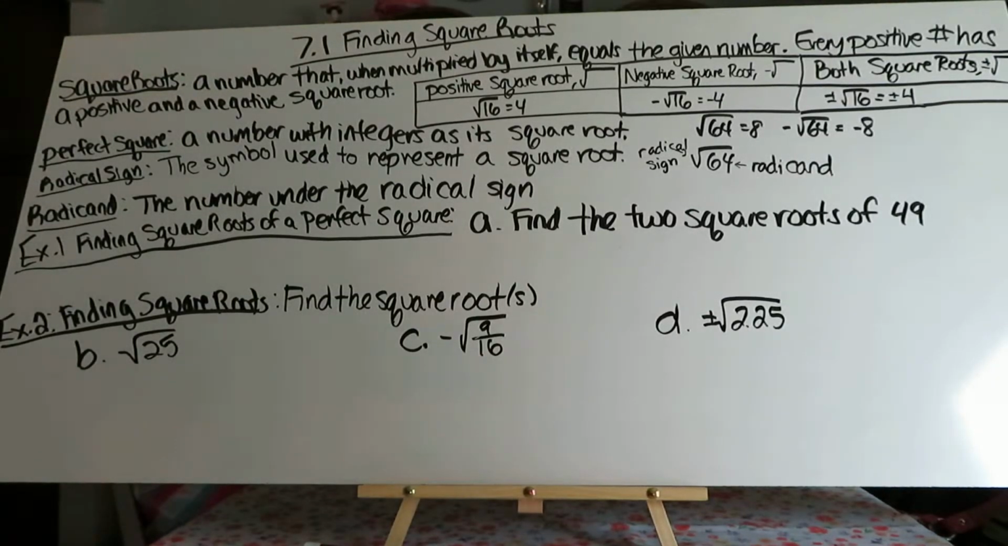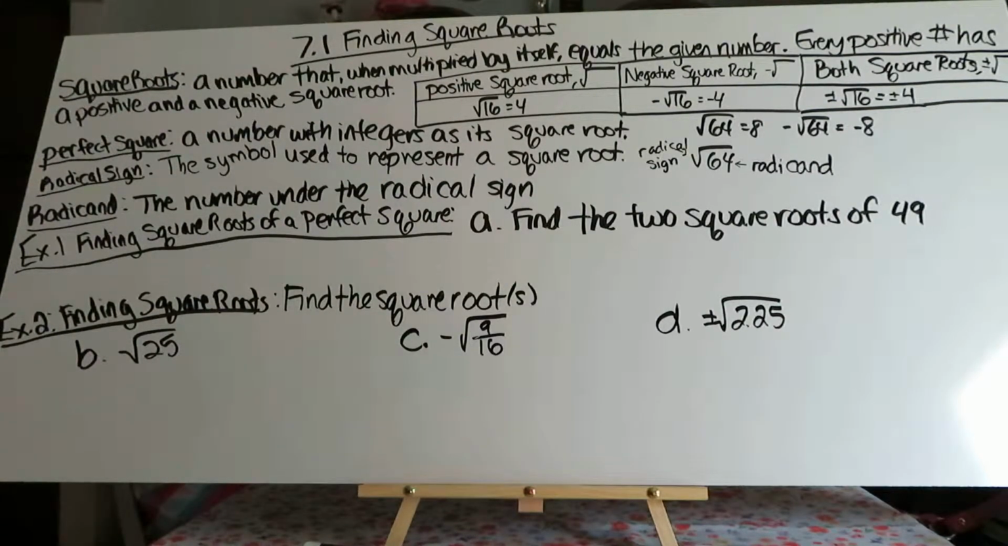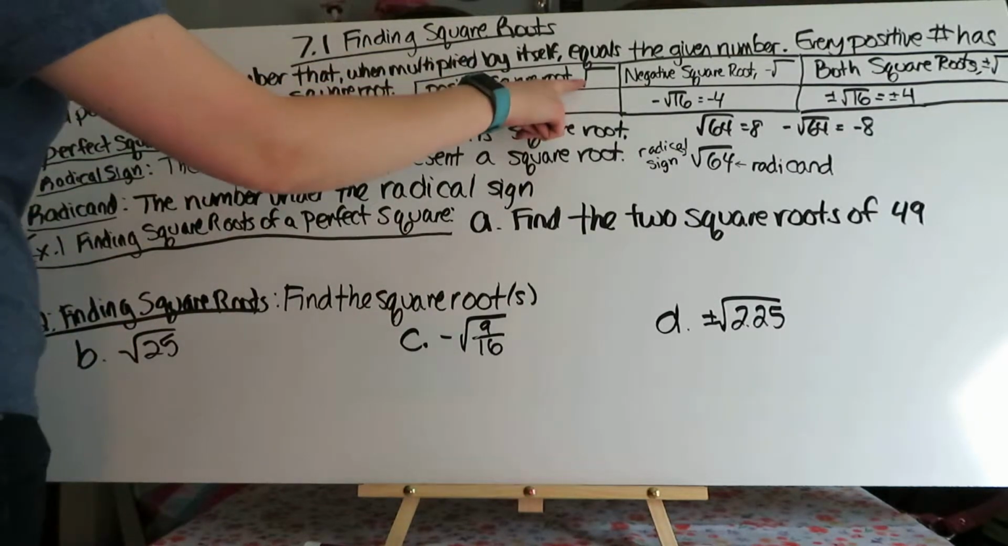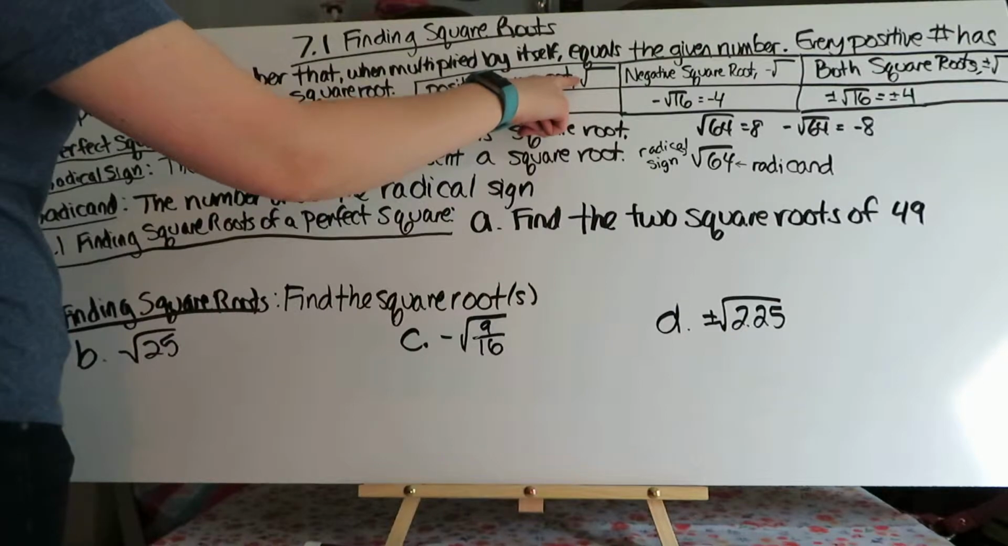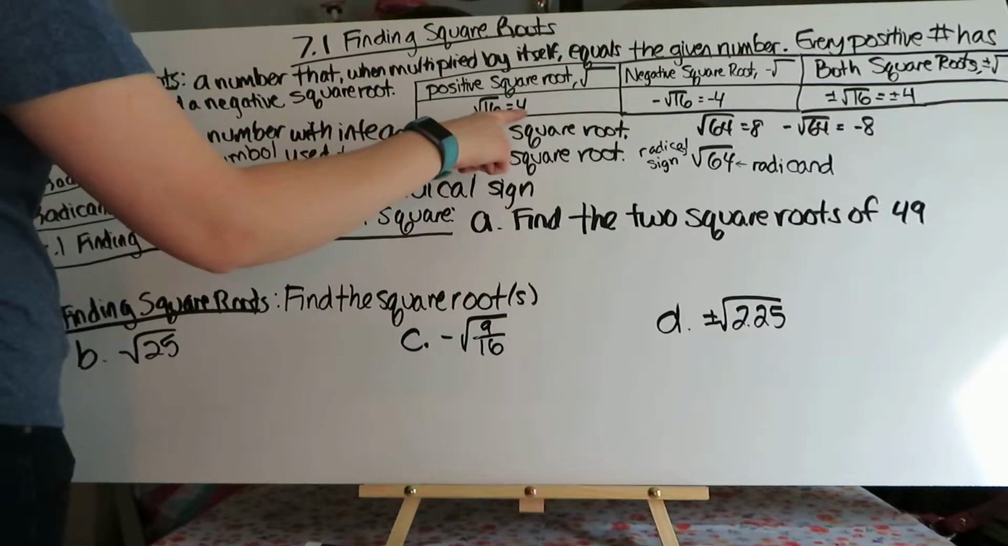Finding square roots. A square root is a number that, when multiplied by itself, equals the given number. Every positive number has a positive and a negative square root. A positive square root means you have a radical sign with nothing out in front. The square root of 16 is 4.